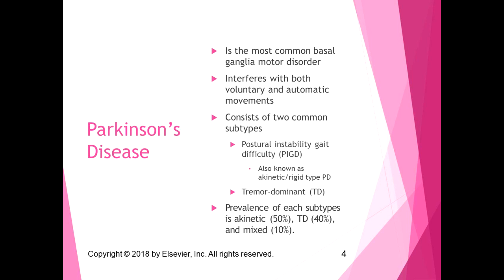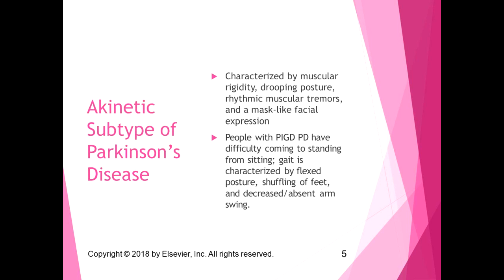And so the treatment is going to be similar for both, but you're going to have different considerations, whether it's akinetic or tremor dominant. So the akinetic subtype, or the PIGD subtype, is characterized by muscular rigidity, drooping posture, muscular tremors, rhythmic tremors, and a mask-like facial expression. People with akinetic Parkinson's have difficulty standing from sitting, and this is in more advanced stages of this. Their gait is characterized by flexed posture, shuffling, or festinating of feet, and decreased or absent arm swing.